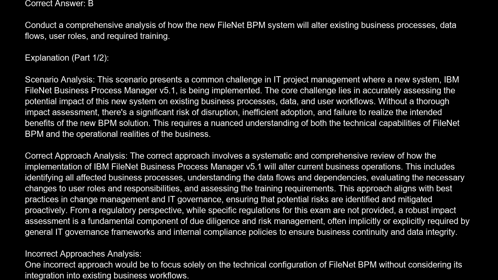proactively. From a regulatory perspective, while specific regulations for this exam are not provided, a robust impact assessment is a fundamental component of due diligence and risk management, often implicitly or explicitly required by general IT governance frameworks and internal compliance policies to ensure business continuity and data integrity.